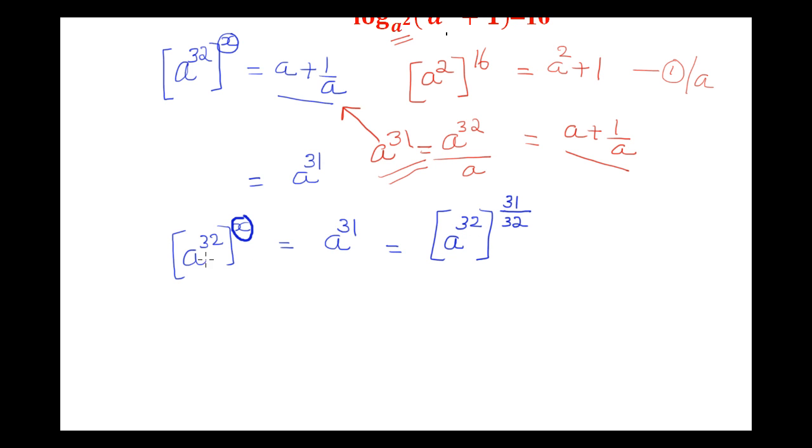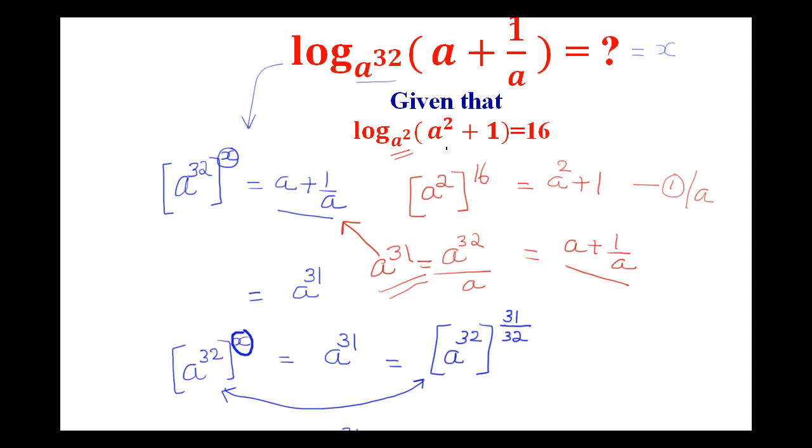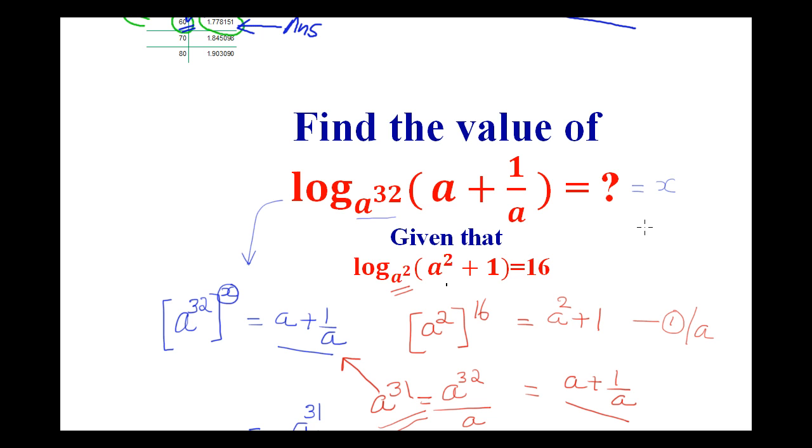Now you compare this and this. This is a power 32 raised to x, this is a power 32 raised to 31 by 32. That means these exponents are equal. That is, x equals 31 by 32. That is the answer. So the answer to this question is 31 by 32.